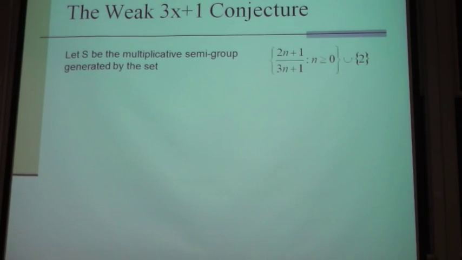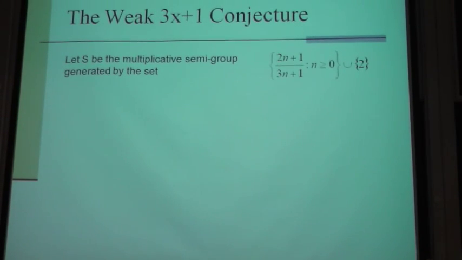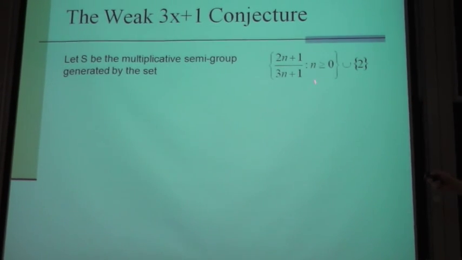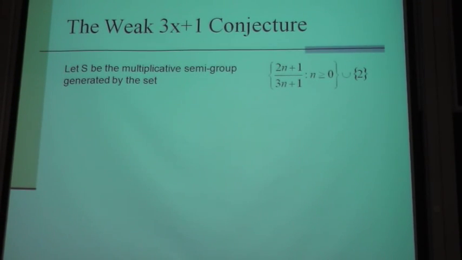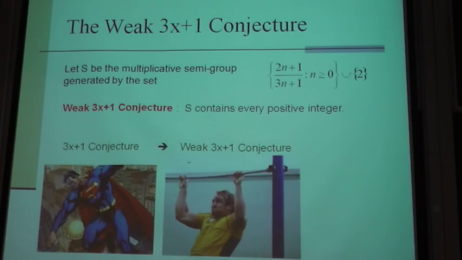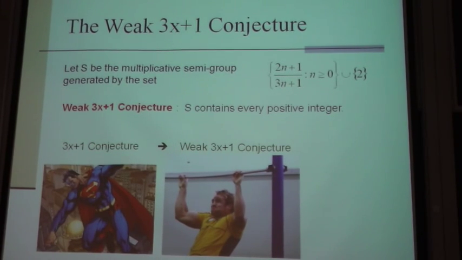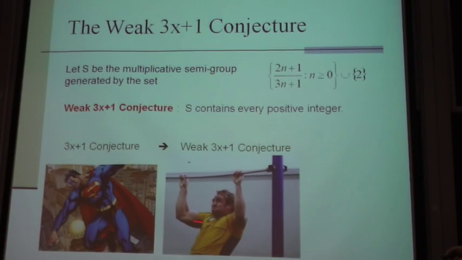All right. There's a so-called weak 3x plus 1 problem. So you build a multiplicative semigroup that's generated by these fractions here, and of course you see the 3 and the 2, it has that 3x plus 1 smell to it. So you take these numbers, you build a multiplicative semigroup. The weak 3x plus 1 problem says that the set S contains every positive integer. And it's been proven that the 3x plus 1 conjecture implies the weak 3x plus 1 conjecture. I hope the graphic helps you see what I think of as the relative strengths of these two different problems.